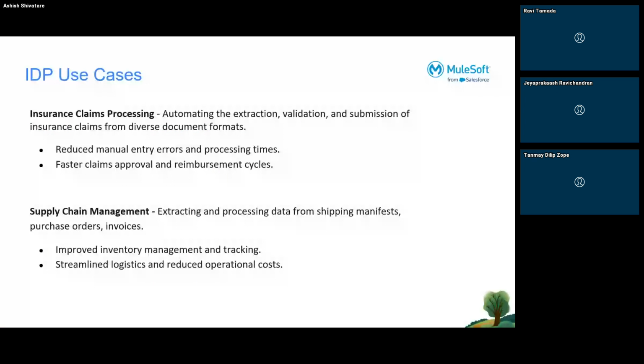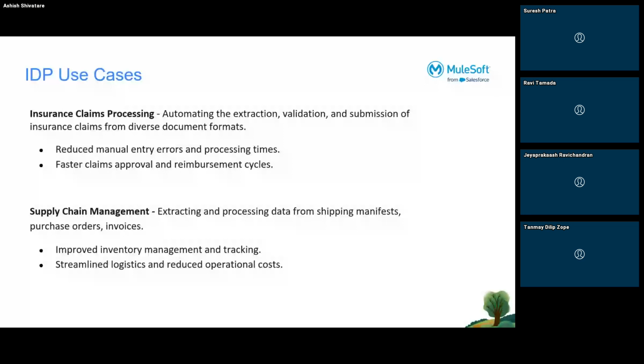Yeah, we are good, Ashish. Okay, great. So here are a few IDP use cases. The first one is insurance claim processing: automating extracting and validating submissions from diverse document formats. So let's say you are receiving claims and using IDP for data extraction and then sending it to a target system, reducing manual errors and processing times for faster claims. Next is supply chain management: extracting and processing shipping manifests, purchase orders, and invoices.